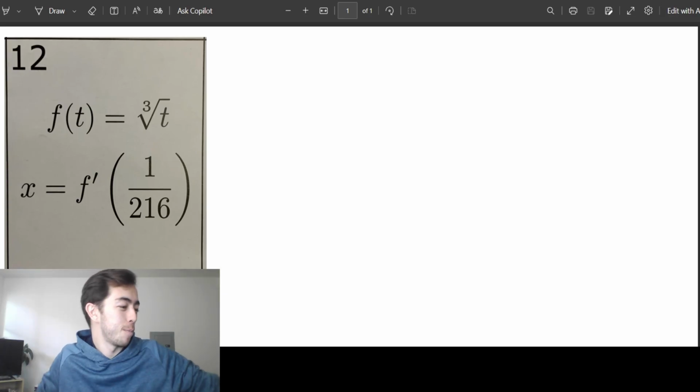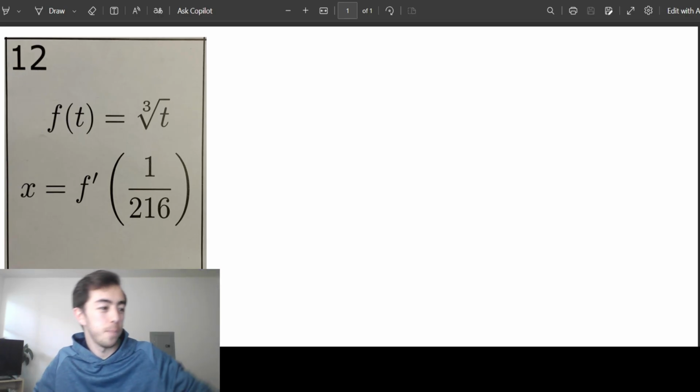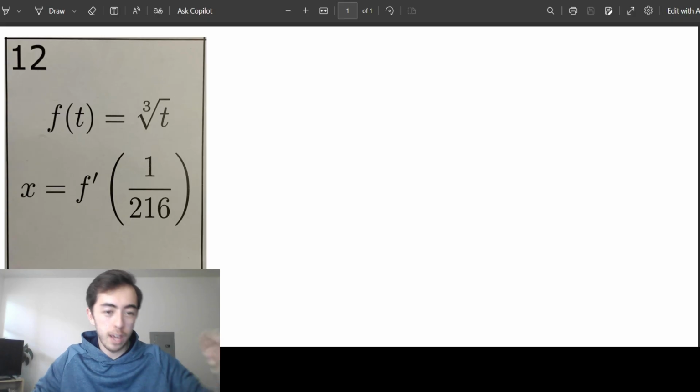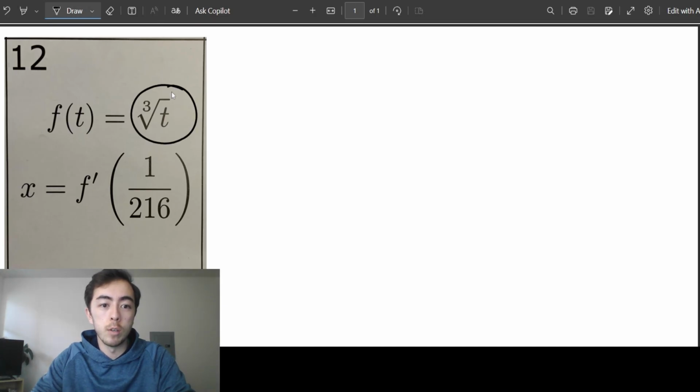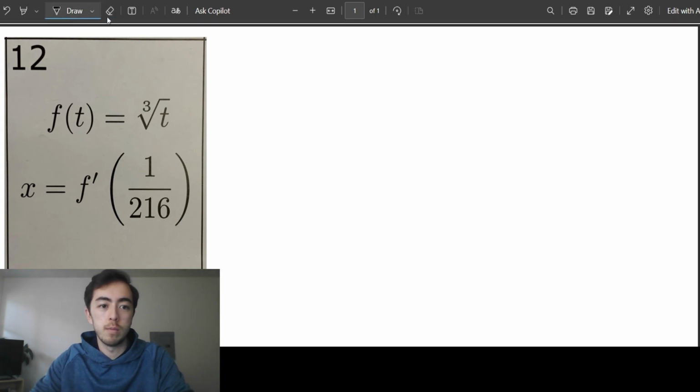And we're solving problem 316 from the Daily Epsilon calendar. And today it looks like we have kind of like an intro to calculus problem. We have a function f of t, which is just the cube root of t. And our answer today should be the derivative of our function evaluated at 1 over 216.